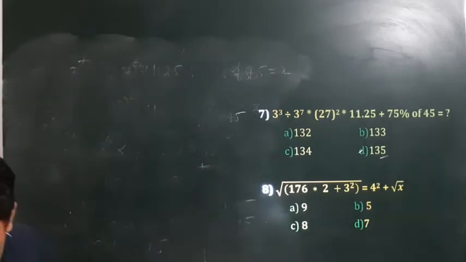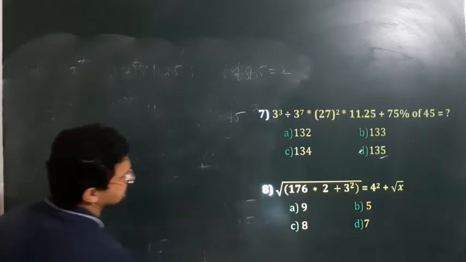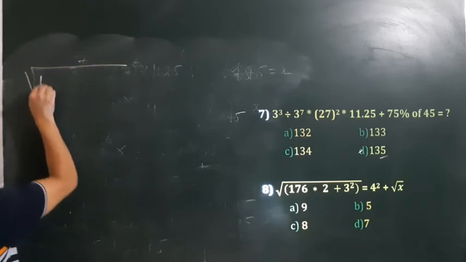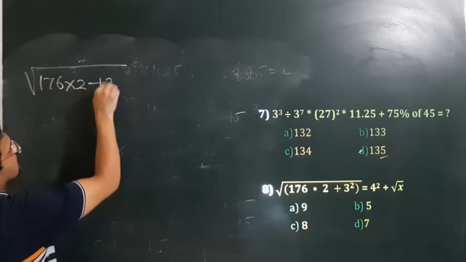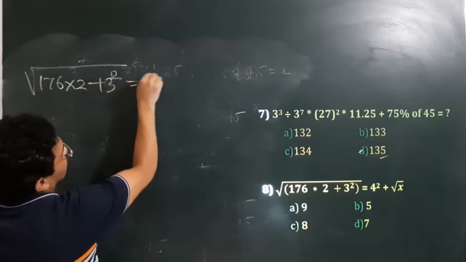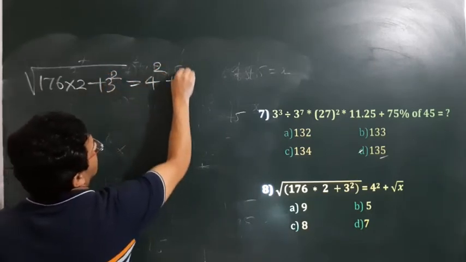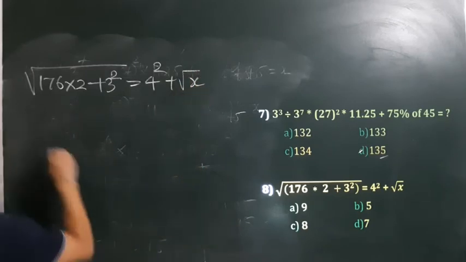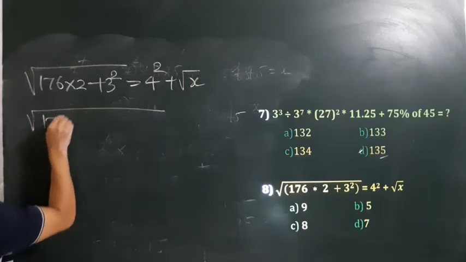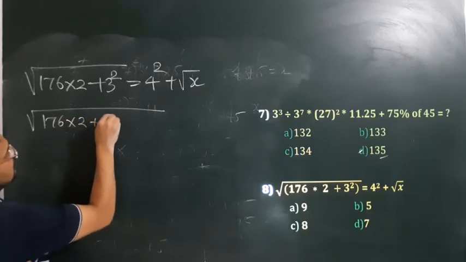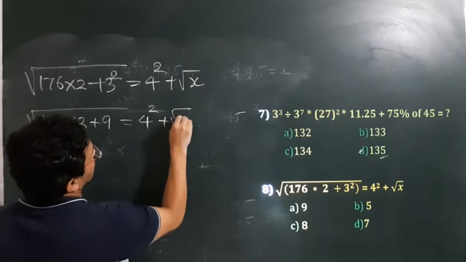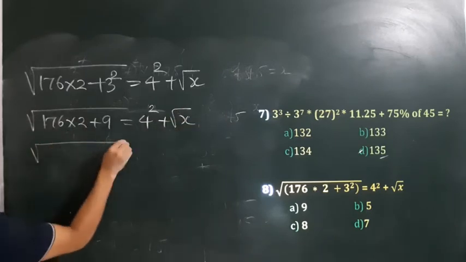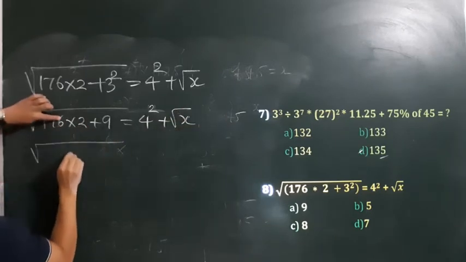Answer D is correct. Next one. Question number 8: under root of 176 into 2 plus 3 square is equal to 4 square plus root of x. Now solve this first. 176 multiplied by 2 plus 9 is equal to 4 square plus under root of x. If you solve this, you will get 2 6s are 12.